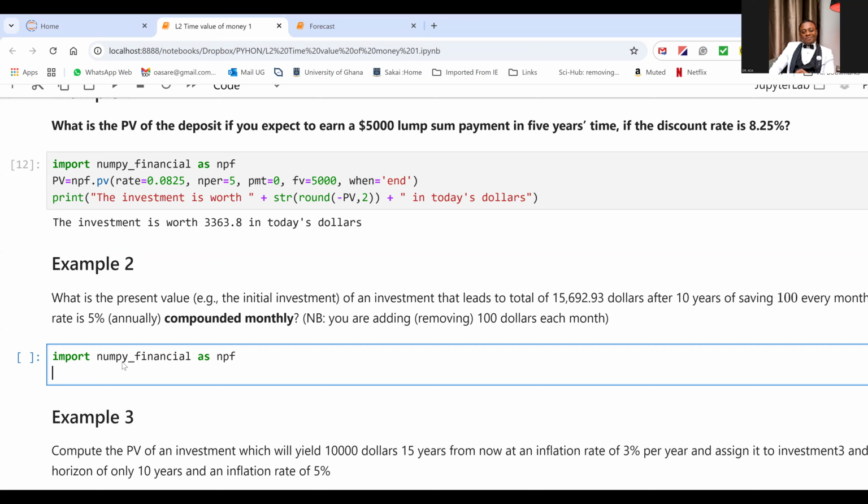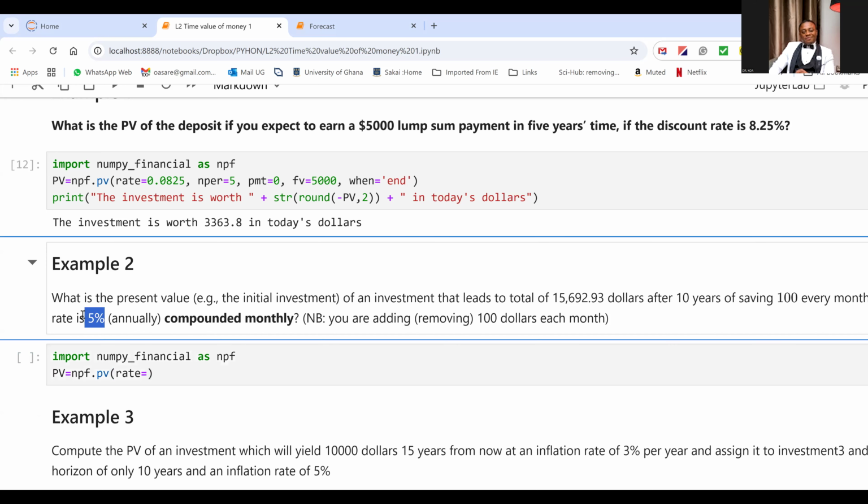Now, get something right. We are going to calculate present value. So let's do PV, and that is equal to, and you are going to use the formula as always. So you write NPF.PV. Okay, you bring your bracket. Inside the bracket, we are going to put down our rate. Now, you type your rate, RATE, equal to. Remember, the interest rate, watch the word. The interest rate is 5%. That is up here. But this interest rate was compounded monthly.